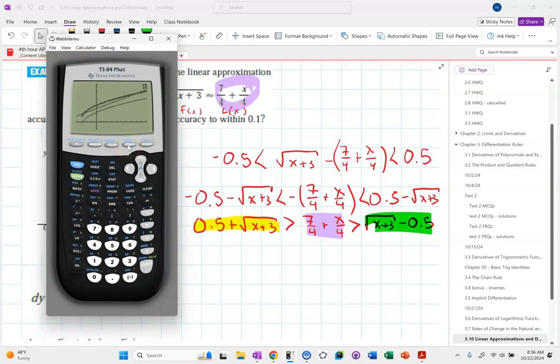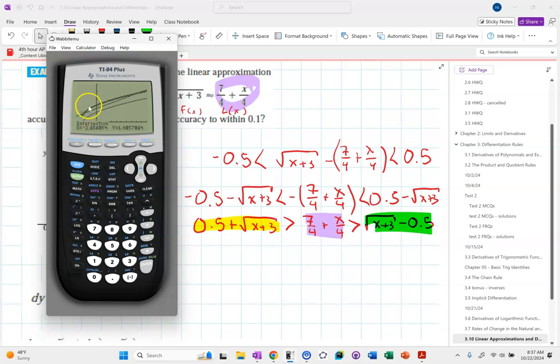So to do that, I'm going to do second and then trace. I'm going to pick the intersect command. I want both intersections occurring with the thick line and the solid line. So I'll do that. And for my guess, since there's two intersections, I have to be a little bit careful. So I'm going to move over there, press enter. So my first intersection occurs at -2.656, and so on.